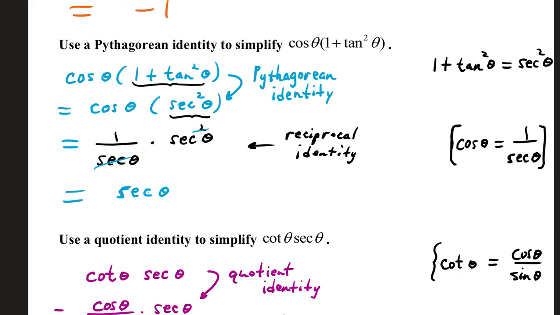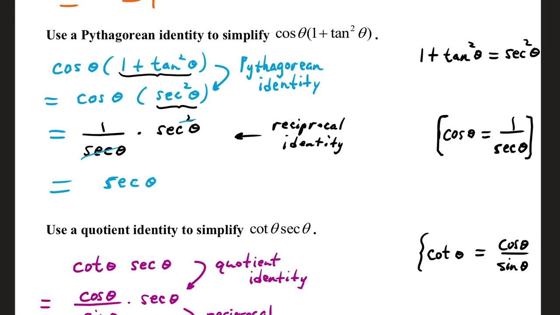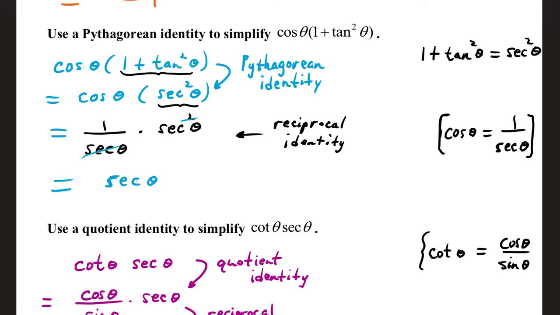Use a Pythagorean identity to simplify cosine theta times 1 plus tangent squared theta. In this one in class, you guys told me that it was appropriate to trade out 1 plus tangent squared theta for a secant squared theta. And because that's an identity, you can swap those out. Cosine, by its reciprocal, is 1 over secant. Cancel a secant theta from top and bottom, and that will leave 1 of your secant thetas. And that's as simple as this one will go.